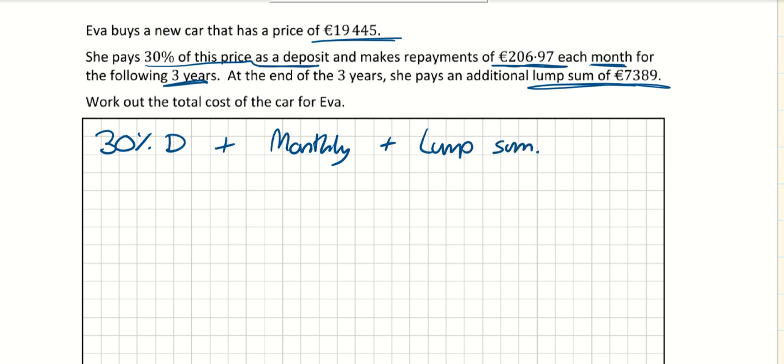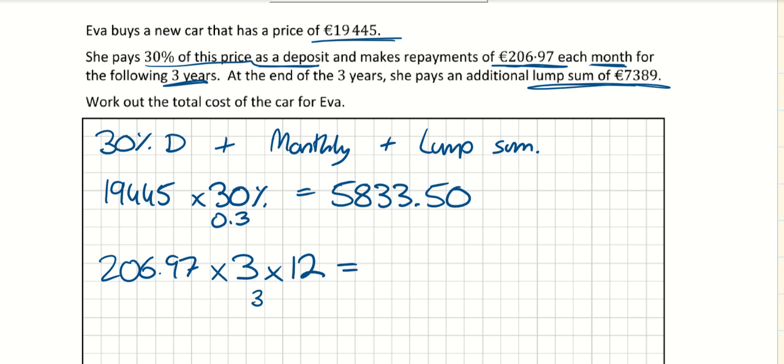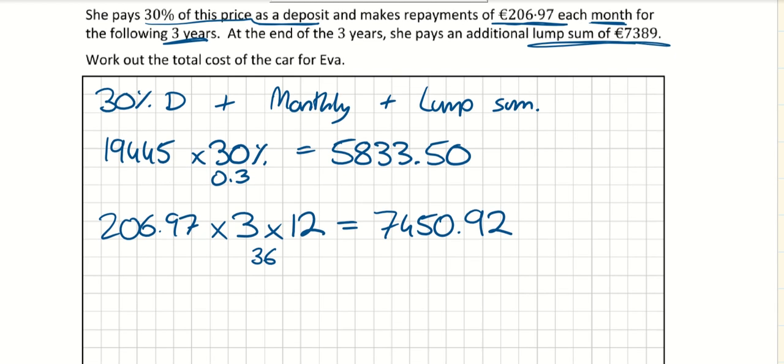So first of all, you need 30%. So 19,445, and you need to find 30% of that, or 0.3. That is going to give you 5833.50. So that's how much that is. Now the monthly deposit, it's 206.97, and it's each month for 3 years. So it's 3 years, and there's 12 months in a year, so it'll be times 36, or just times 3 times 12, and you get 7450.92 in that.